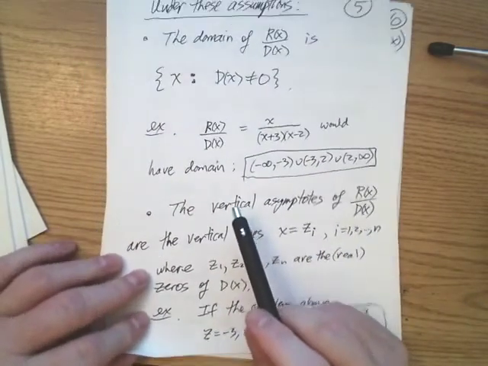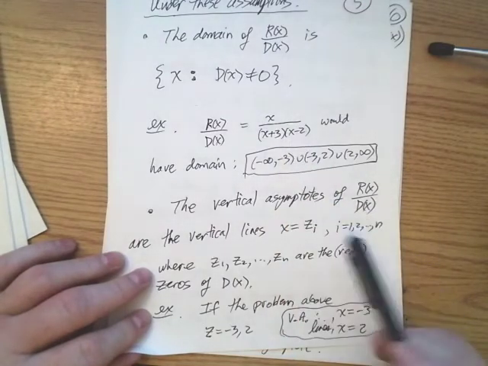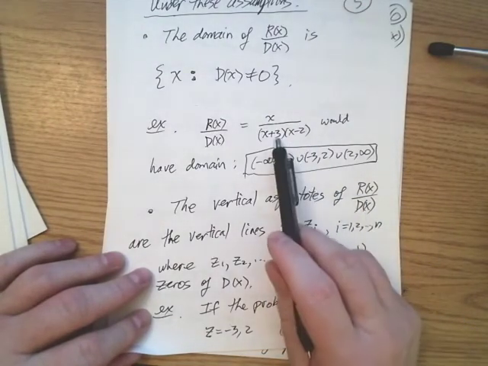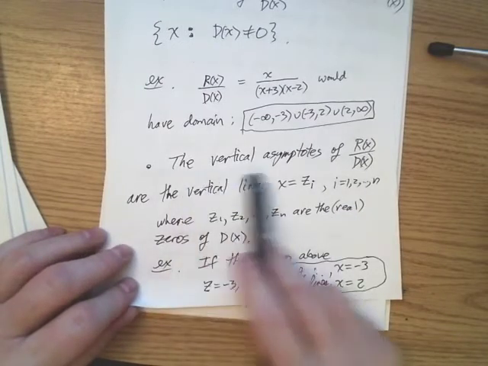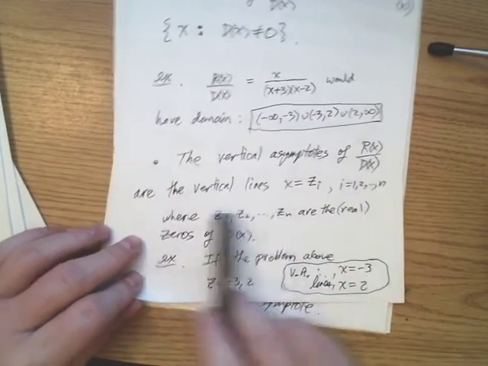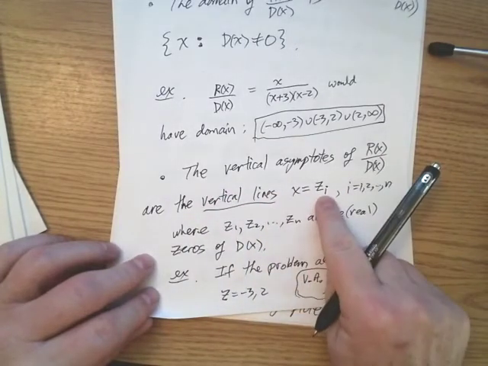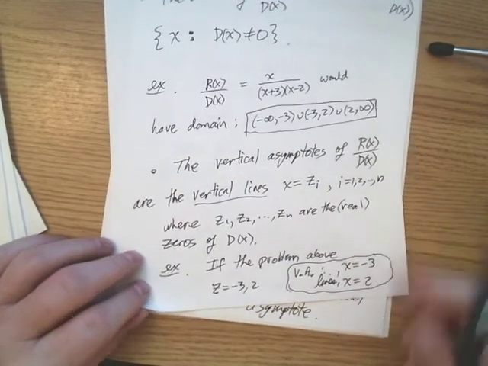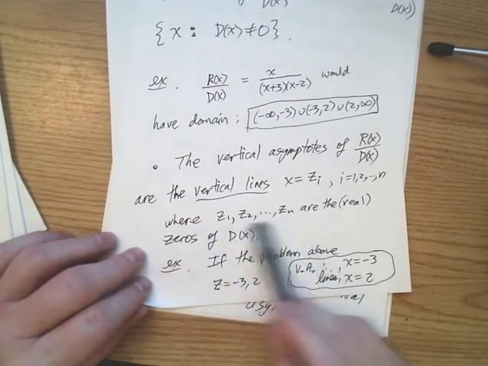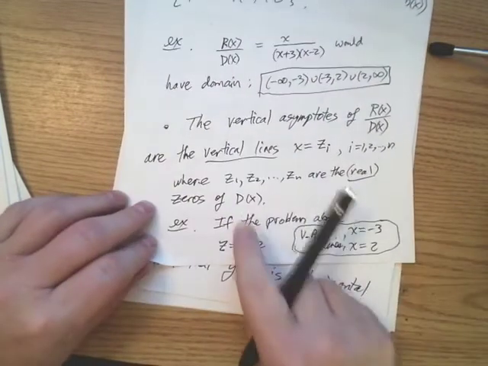Now, in a future example, I'm actually going to graph this in a bit, what's going to happen as x approaches negative 3 or 2. Okay? Now, in general, the vertical asymptotes of r(x)/d(x) are the vertical lines x equals a constant, I'm calling that z sub i, i equals 1 to n. There may be multiple ones here, where the z sub i are the real zeros of your denominator, okay?